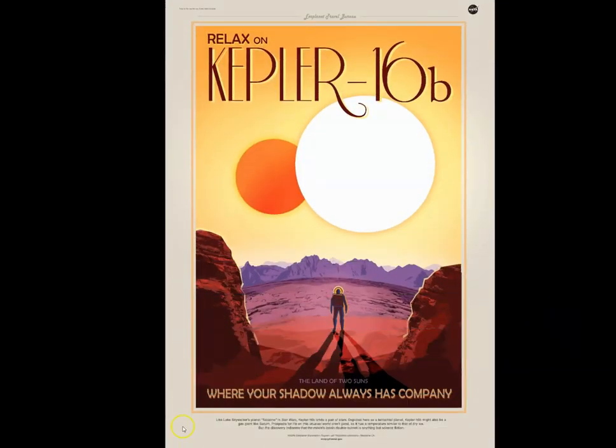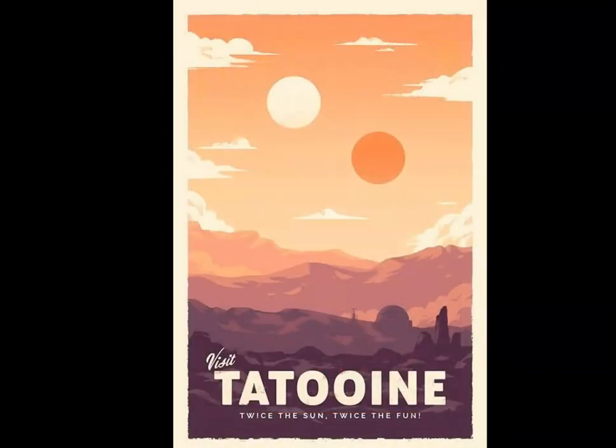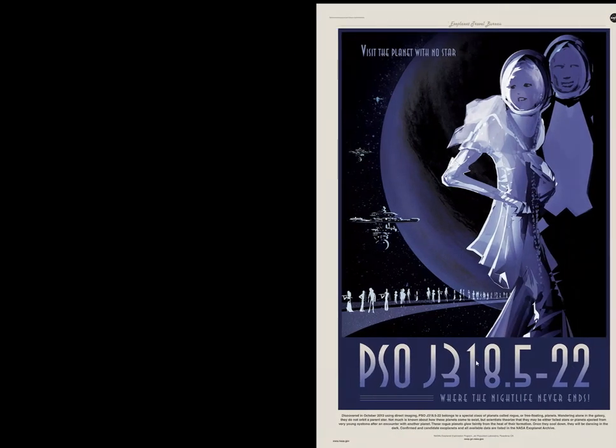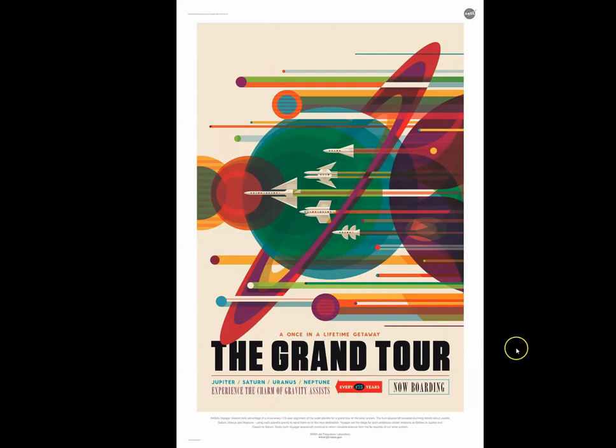Kepler 16b, where your shadow always has company, or I like to say, you can live out your Star Wars Tatooine dream. Visit Tatooine, twice the sun, twice the fun. This is PSO J318.5-22, where the nightlife never ends. The Grand Tour. Why not check out the large planets in our own solar system?